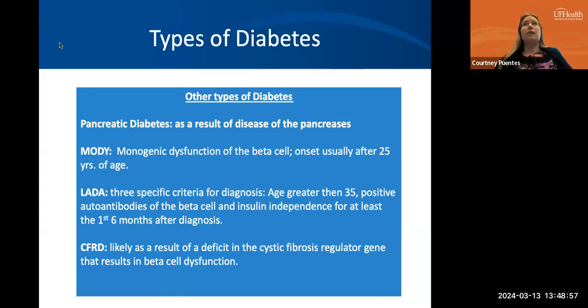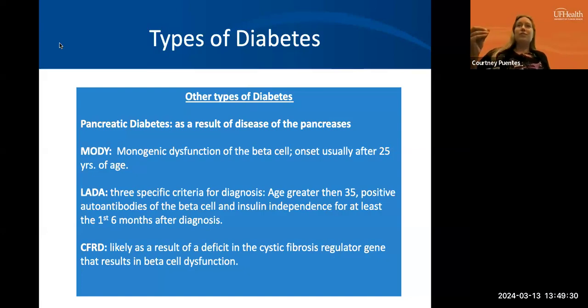LADA, which is latent autoimmune diabetes. And this is basically type 1. So most individuals with type 1 are diagnosed as younger individuals or kids, but there are adults that can be diagnosed with type 1. Generally, it's after the age of 35. And there's what we call the honeymoon phase, where the body stops producing insulin. Usually these individuals have a longer honeymoon phase where they can still produce a little bit of insulin. Usually it's about 6 months after diagnosis.